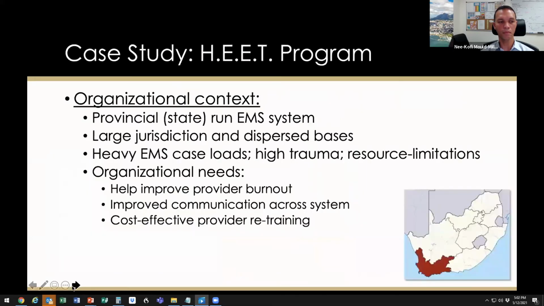We are one of 9 provincial or state services in South Africa. We're fairly large by US standards. We cover a jurisdiction of about 130,000 square kilometers with about 60 bases spread across that footprint. I have a staff complement of about 2,000 staff and an ambulance fleet size of approximately 260 ambulances. South Africa has fairly large trauma loads, and we are no exception. We have approximately 600,000 cases a year, and medical and trauma forms a large chunk of that. Like every African country, we have significant resource limitations, but to be honest, we're fairly well resourced by African standards.